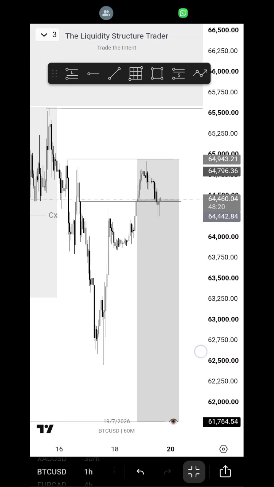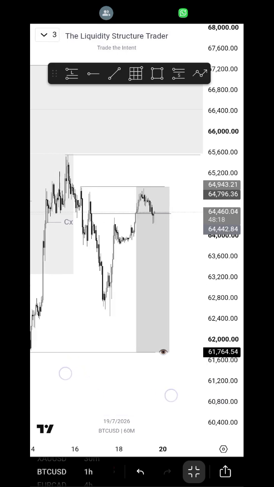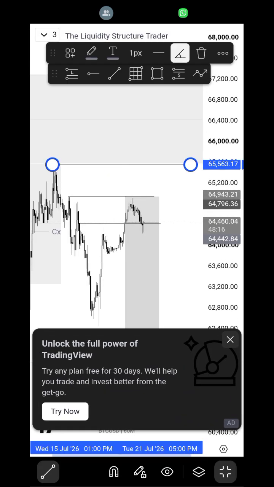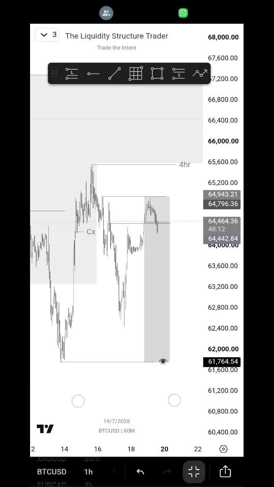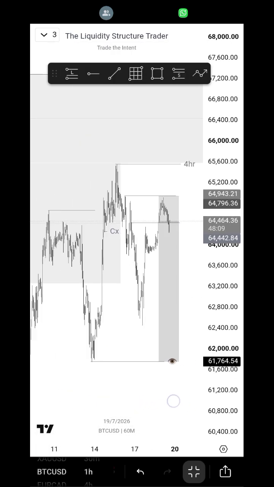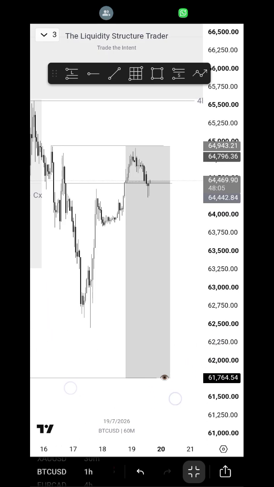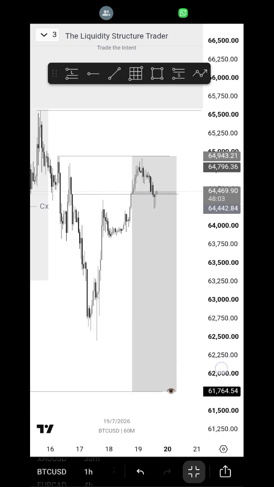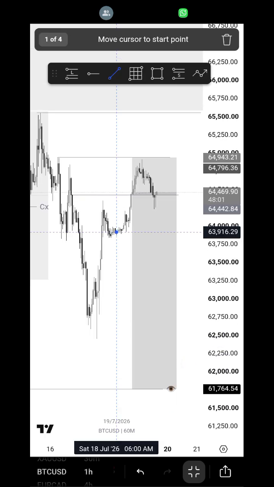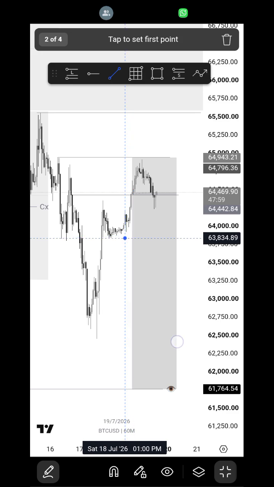I currently have a position running on BTC USD. So if you can see this, you can do well to look for entries, and probably wait for a break of structure here, and find your entry model to take it.